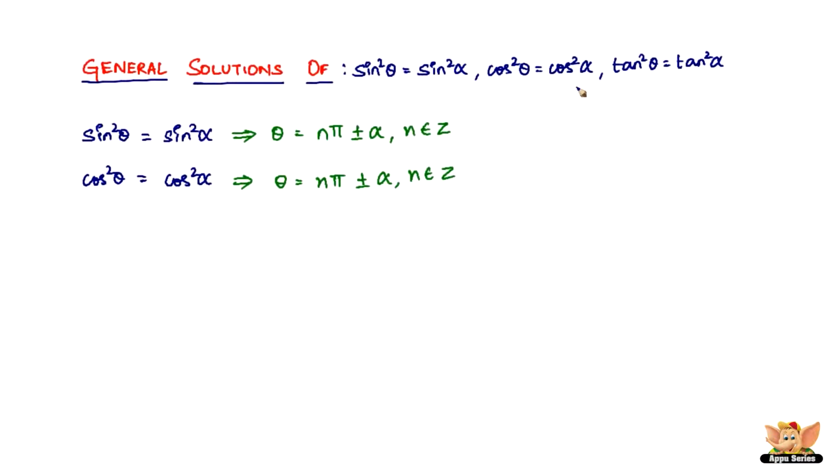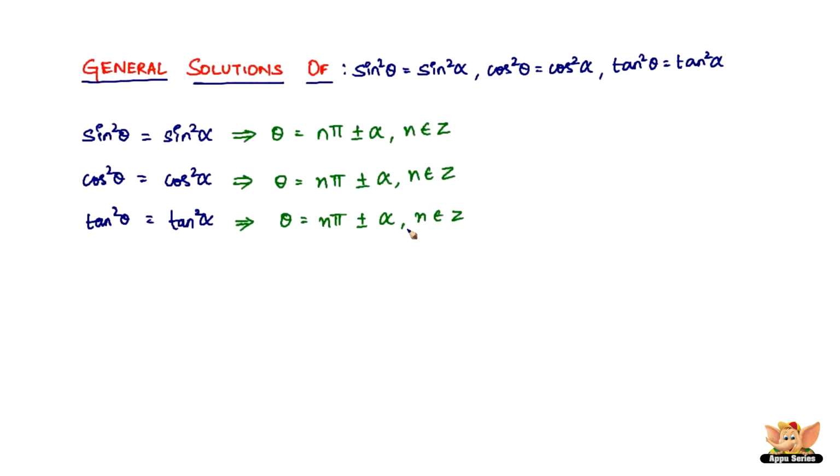And it's the same with tan square theta equal to tan square alpha as well. Let me just quickly write that down for you. Alright, so here it is, tan square theta equals tan square alpha. Again, the general solution for tan square theta equal to tan square alpha is no different than sine square theta equal to sine square alpha or cos square theta equal to cos square alpha. It is theta equals n pi plus or minus alpha, where n is an integer.